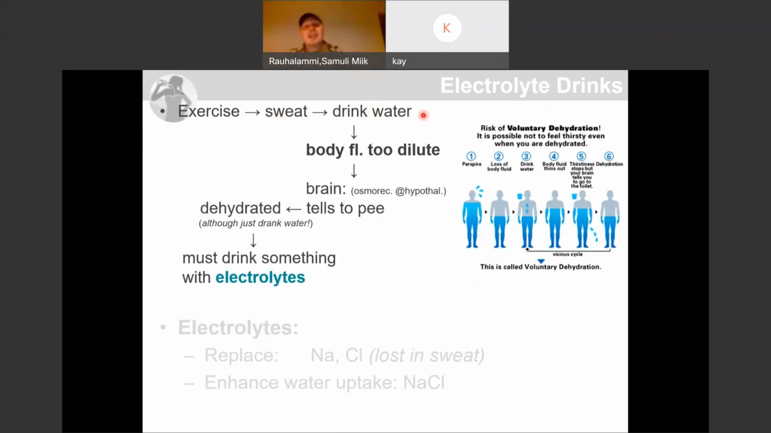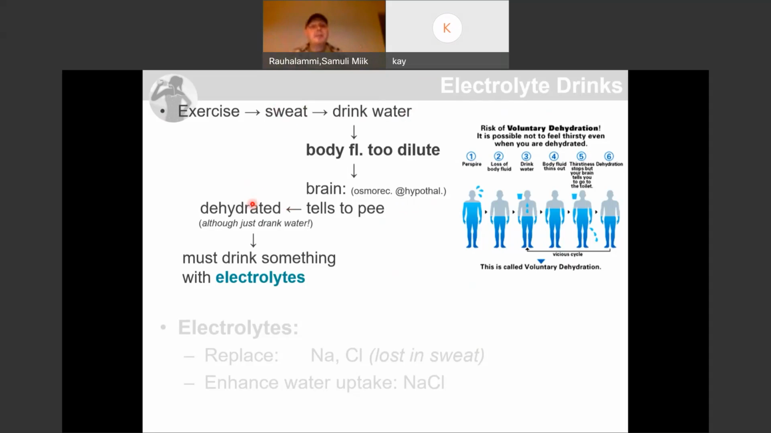What happens actually if you just drink regular water and you've been sweating a lot is that, yes, you get the fluids up, but the body fluids now become too dilute. There's not enough electrolytes there. So your brain, the osmoreceptors at the hypothalamus, will now be like, oh, our body fluids are too dilute. We need to neutralize that. So let's get rid of some of the water by making you urinate.